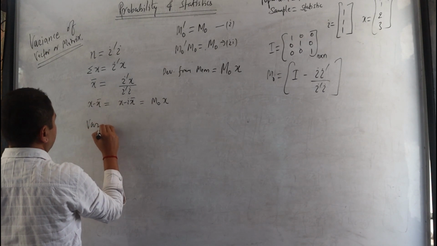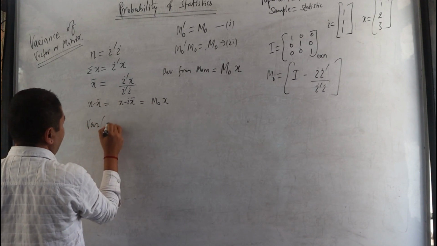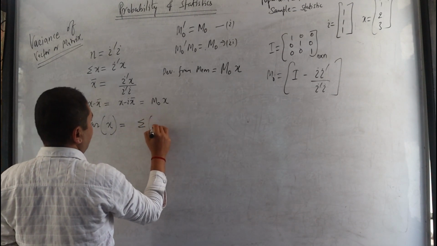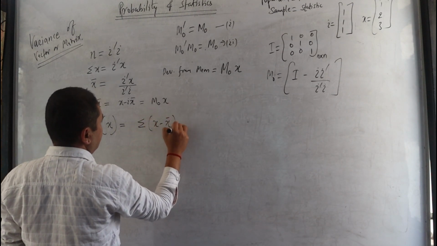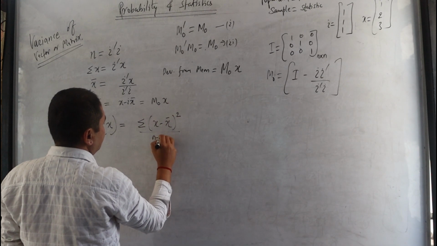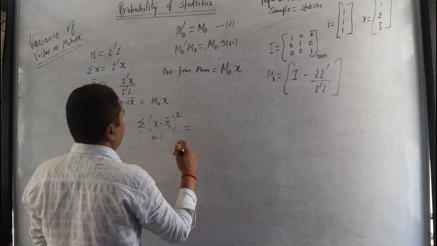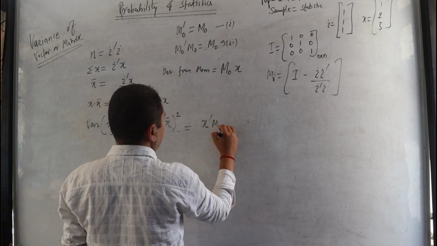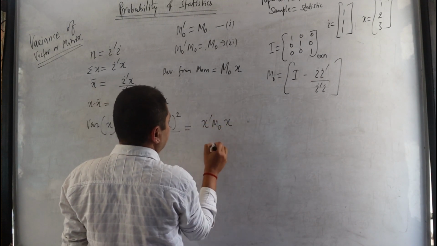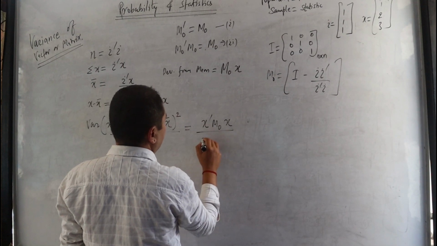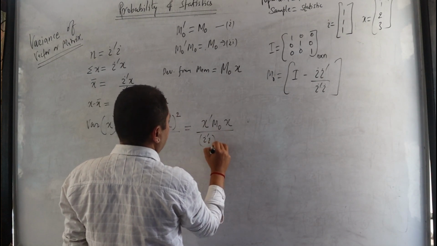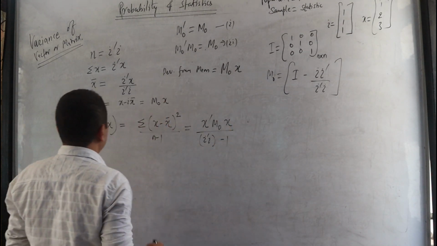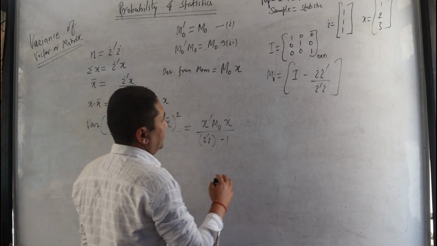what is the variance of, let us say, the vector x? This equals the summation of (x minus x bar) whole square divided by n minus 1. Now its vector counterpart equals the vector transpose, then M0 and the vector itself, and we divide it by n minus 1, that is, i transpose i minus 1. So if this is true for this vector x, it is true for any vector, whatever its name.